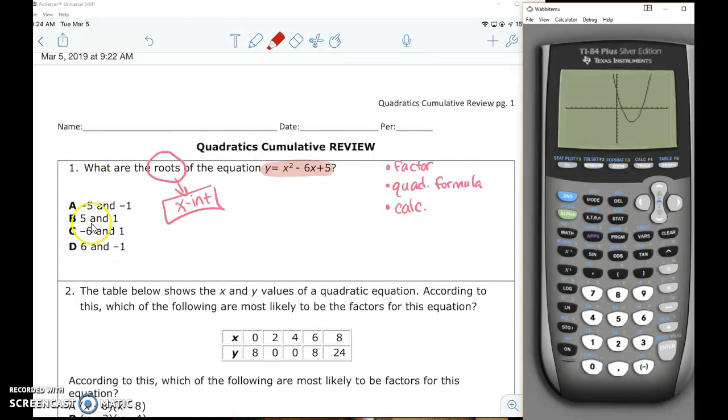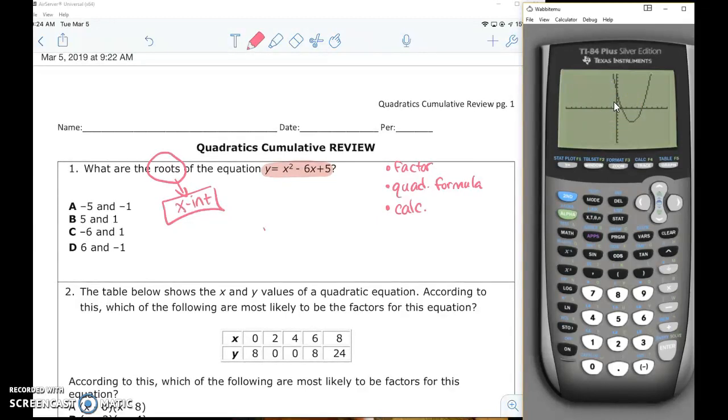I can see all my answer choices are whole numbers, so I can count on my graph. I can see that one of my x-intercepts is at x equals 1. I'm going to go ahead and cross off any answer choices that don't have positive 1. That would be A and D. And my other x-intercept is at 1, 2, 3, 4, and 5. So my roots or my solutions or x-intercepts for this equation are x equals 1 and x equals 5. That would be option B.